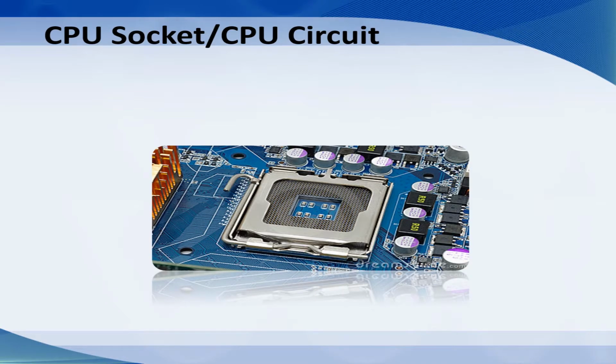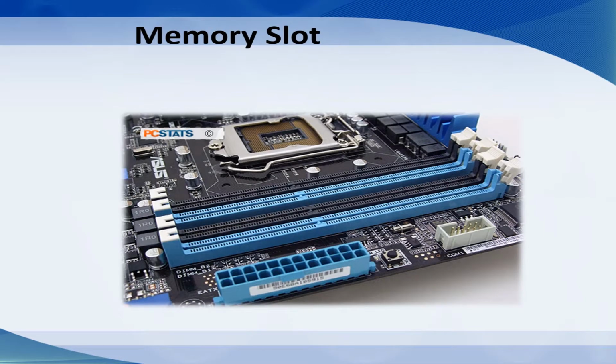A motherboard consists of CPU socket or processor socket. This is where CPU or central processing unit is placed. CPU sockets use a pin grid array or PGA, where pins on the underside of the processor connect to holes in the processor socket. The second component is the memory slot.